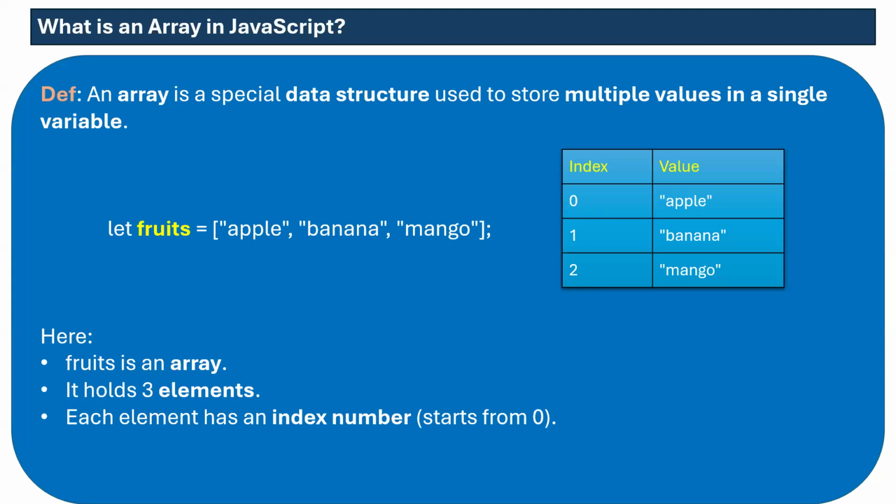As I explained, always the array name should be plural, guys. Don't make it singular. And see the next line, it holds 3 elements. The last statement, if you see, each element has an index number that starts from 0. Is this slide clear? Please confirm, everyone. Any doubts?